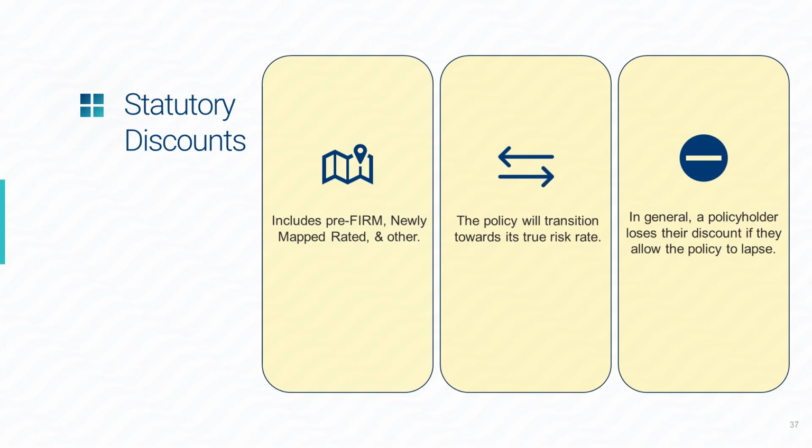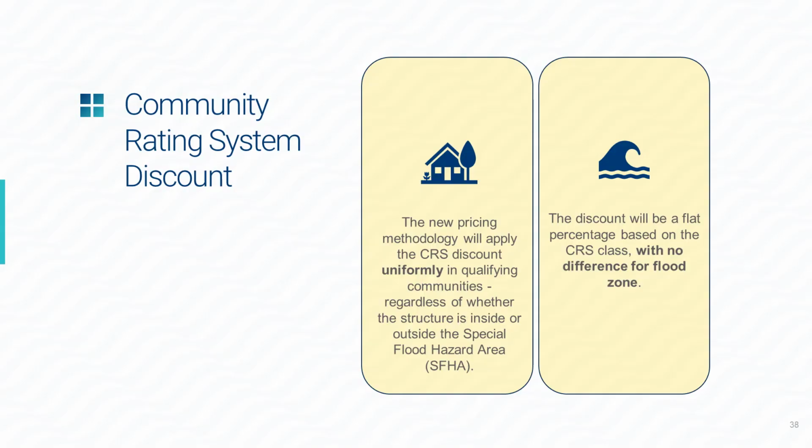risk rate. One thing to note, if it's determined that the full risk rate for a policy is more favorable right at the start, then that glide path discount would no longer apply and the policy would just assume the full risk rate. It's important for me to state that any lapse in coverage could cause a policy to lose its glide path discount. Let's move on to the Community Rating System, or the CRS.